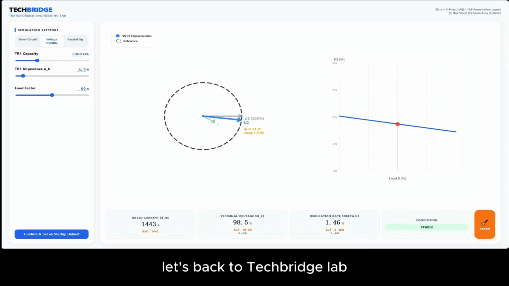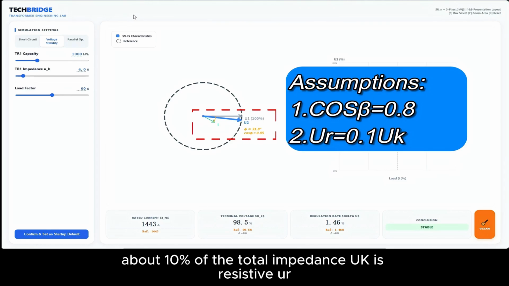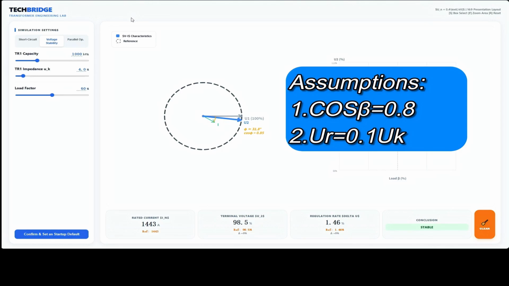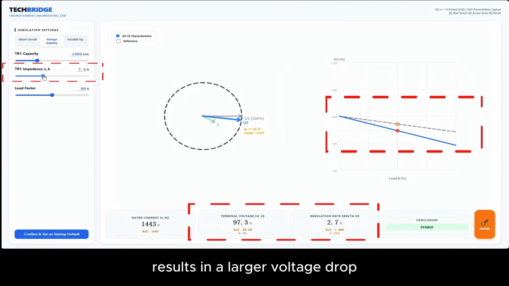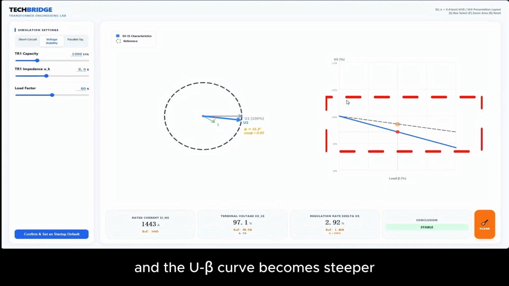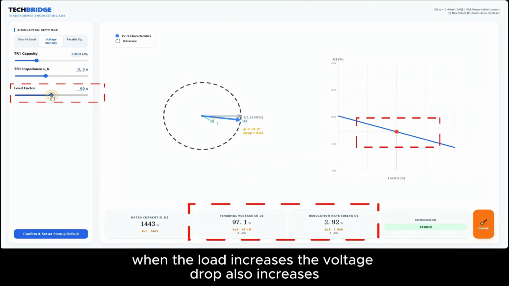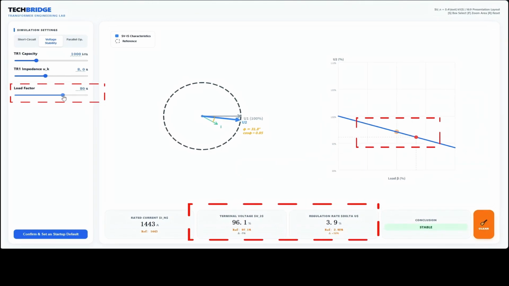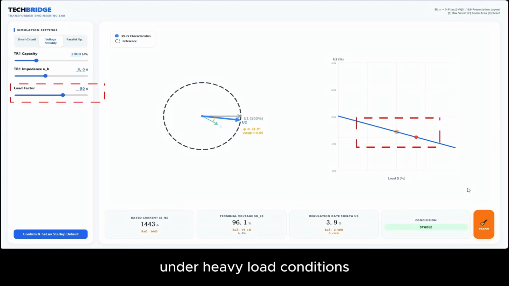Let's go back to TechBridge Lab. Let's assume the load is inductive, with a typical power factor of 0.85. Phi approximately 31.8 degrees. About 10% of the total impedance UK is resistive, UR, while the rest is reactive. When the other conditions remain the same, increasing the short-circuit impedance results in a larger voltage drop, and the U-beta curve becomes steeper. In practical terms, this leads to poor voltage stability. When the load increases, the voltage drop also increases. As a result, voltage instability becomes more noticeable under heavy load conditions.